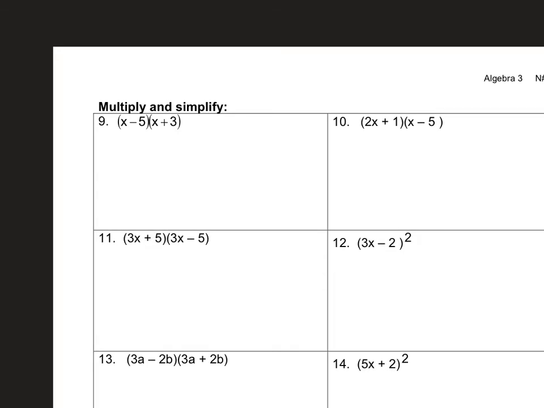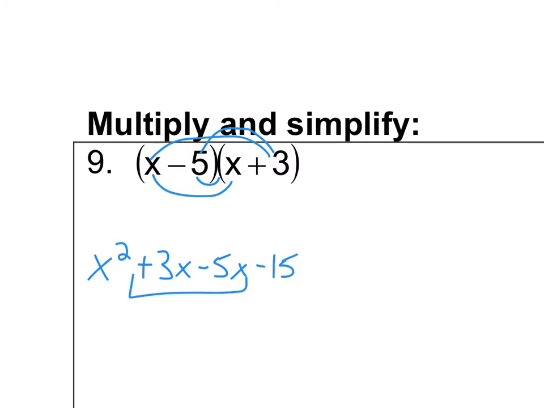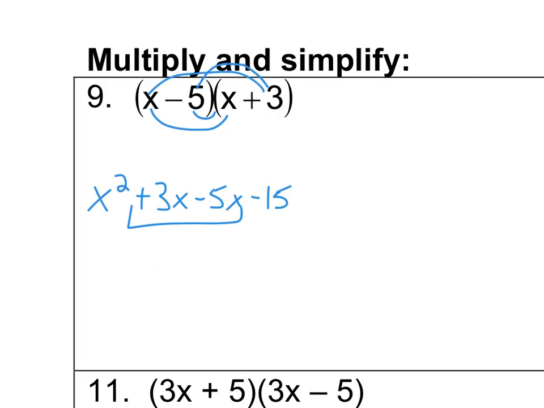We did these not too long ago. You remember you just got to FOIL. There's a couple of things I'll point out, and then I will let you just get to work on your homework. So FOIL, first times first. X times x is x squared. Outers, x times 3 is plus 3x. Inners, negative 5 times x, negative 5x. Lasts, negative 5 times 3, negative 15. Now, every time you do one of these, your middle two terms will be like terms, so we can add them or subtract them. That's x squared, 3 minus 5, negative 2x, minus 15.